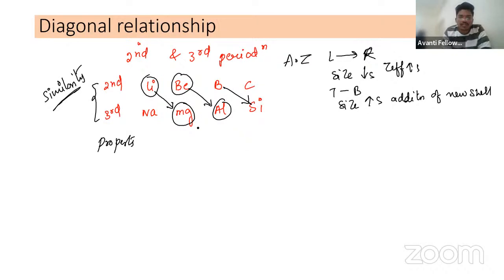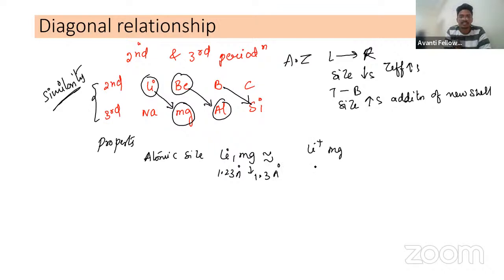Due to the diagonal relationship, the atomic size of lithium and magnesium are nearly the same. Lithium is 1.23 angstroms and magnesium is 1.3 angstroms. If you take Li+ and Mg2+ ionic size also, those are 0.76 and 0.79. So the atomic size is nearly the same along the diagonal, which is why these two exhibit a diagonal relationship. This is the first property.